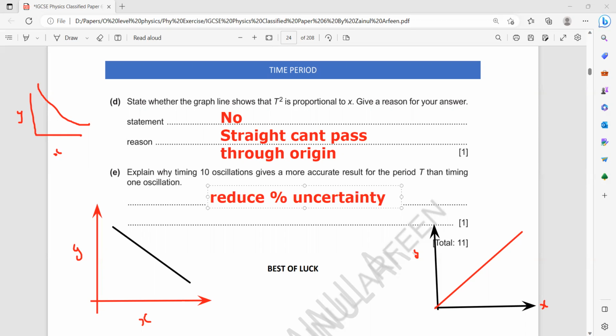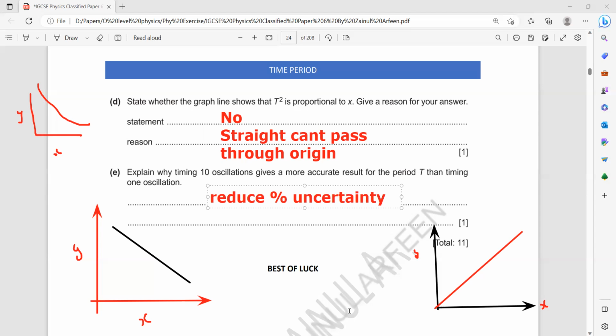Whenever a question asks why, when we carry out the experiment multiple times, like for more swings, it gives us an accurate result: it reduces the percentage uncertainty, or the error is less significant, or the error is spread out over the 20 oscillations.